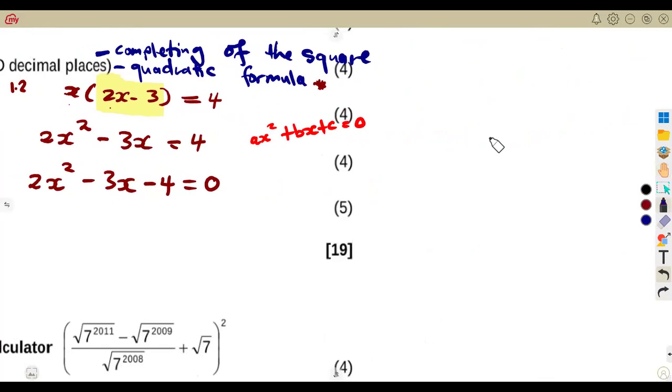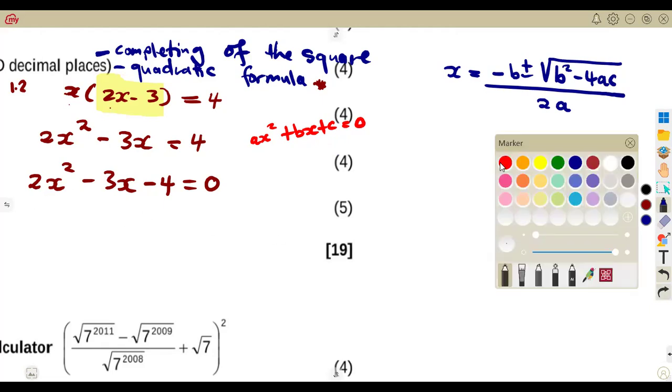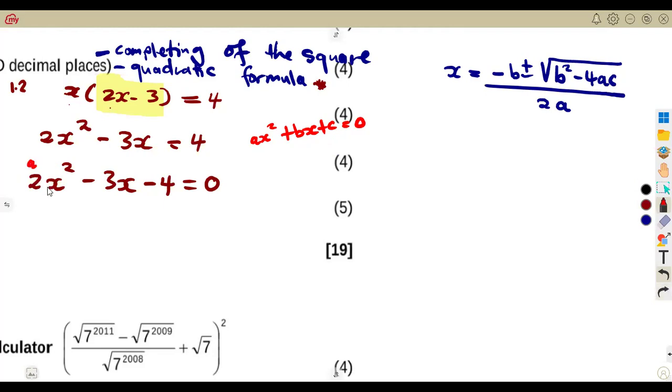We have formed an equation that now we are going to solve using our quadratic formula, which states that x is equal to minus b, plus or minus the square root of b squared minus 4ac, everything divided by 2a. As you understand, a is the coefficient of x squared, b the coefficient of x, c being the constant. So a is 2, b is minus 3, and c is minus 4, which is our constant.